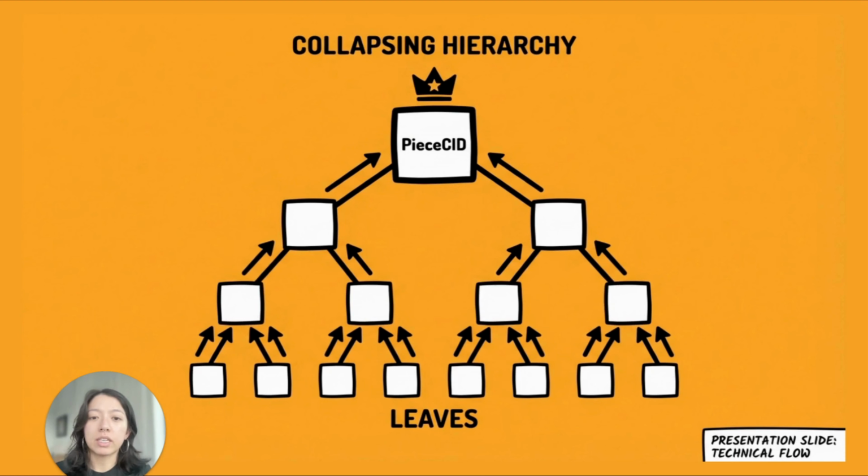The PCID is a cryptographic commitment to the entire file. Every byte of the original data contributes to that value. If any part of the data changes, even by a single bit, the PCID changes. This structure makes verification efficient.